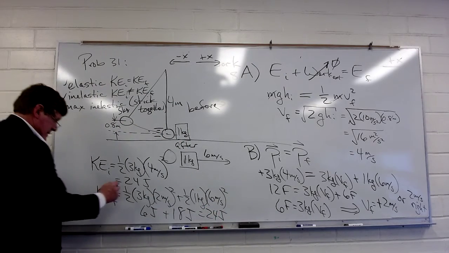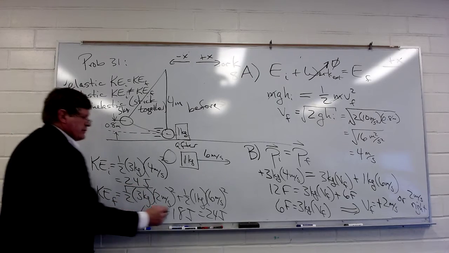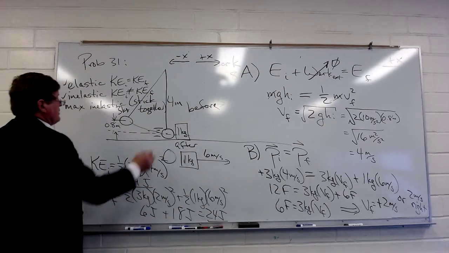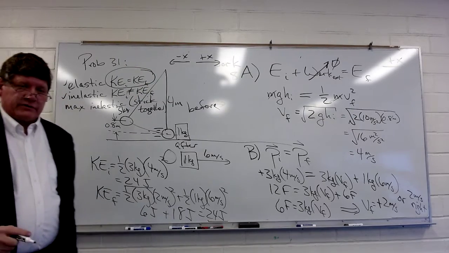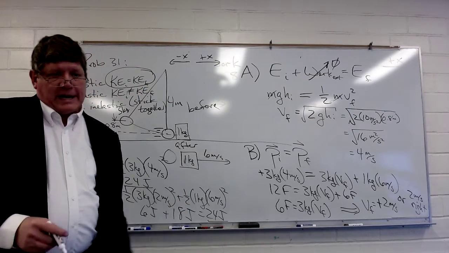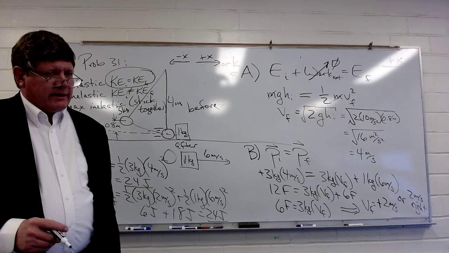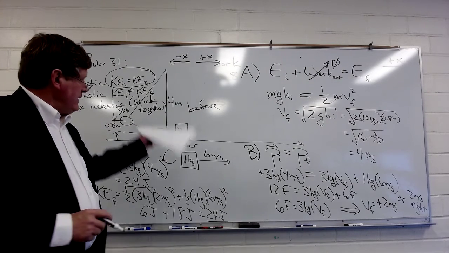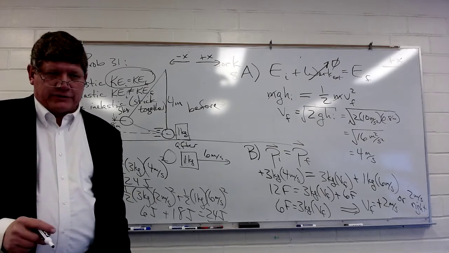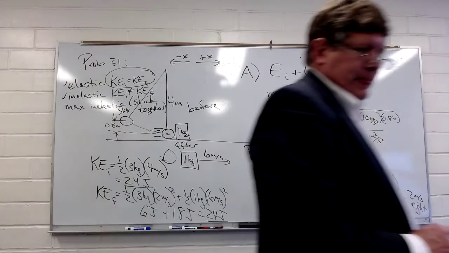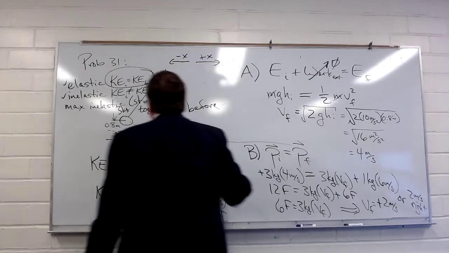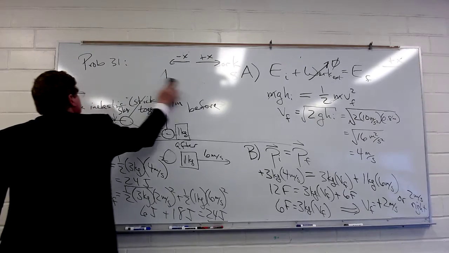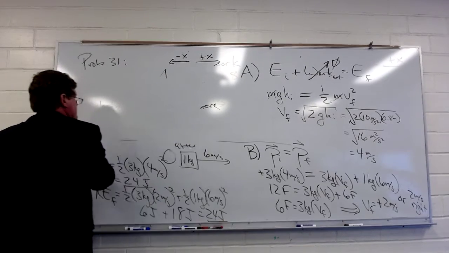And since it started with 24 joules and it ended with 24 joules, this is one of those once in a blue moon situations where it was totally elastic. And that's just really hard to create in real life, but on paper we can always create anything. Okay? So that's the second problem in this homework assignment. Let's go and look at the last problem.